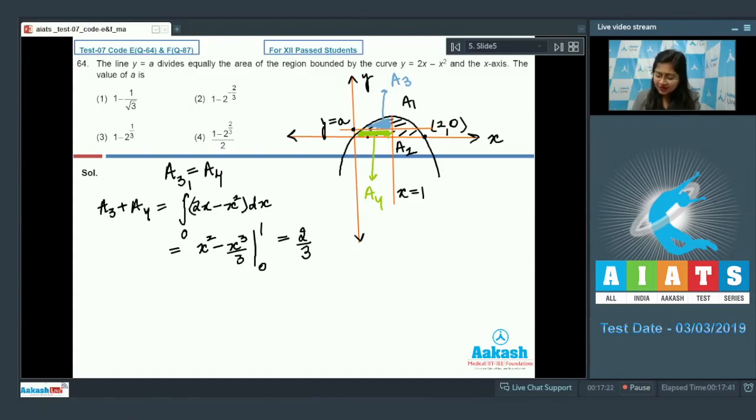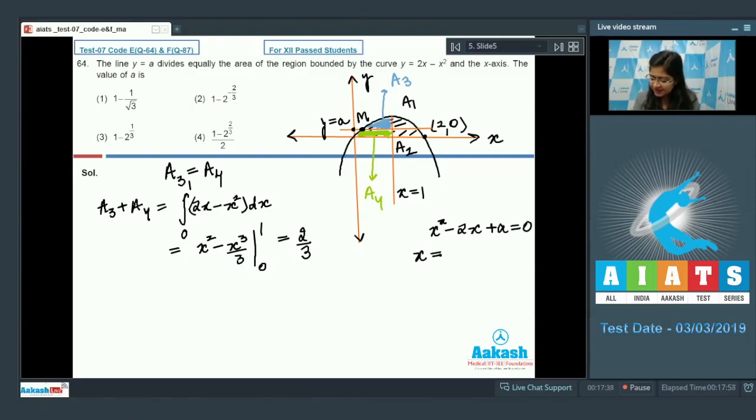Also, it has been given that this is the line y equal to a. So let us say this point is M. Right? So let us find the point M. Now, at y equal to a, we can say that x square minus 2x plus a is equal to 0.